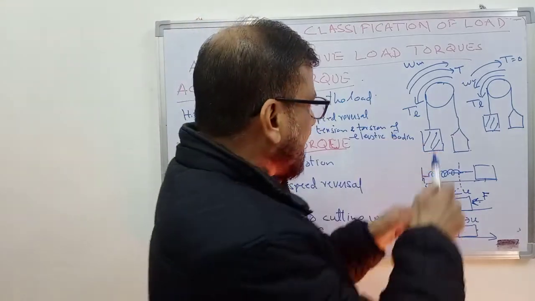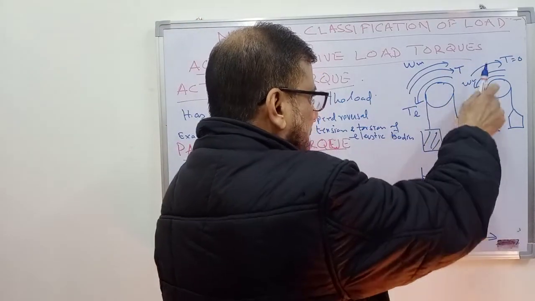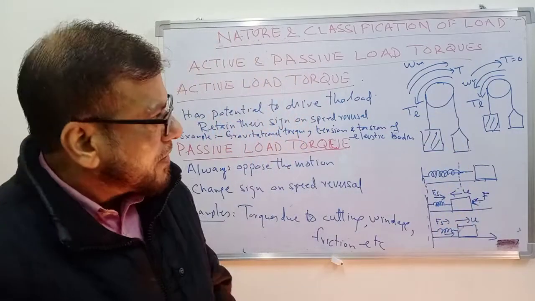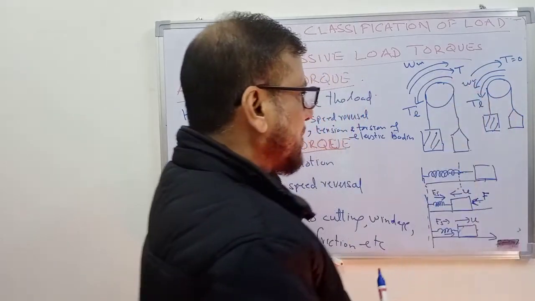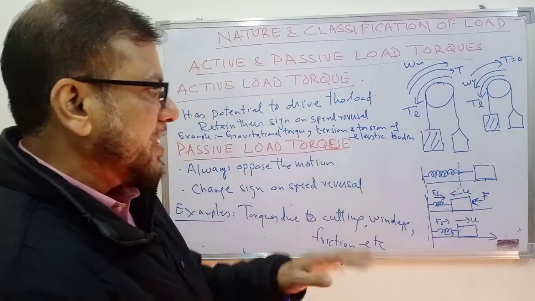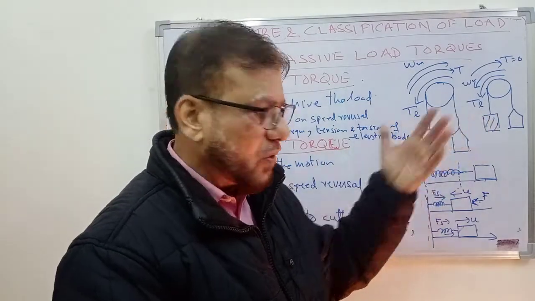So in the first case, speed was clockwise and the load torque was anti-clockwise, but here speed has reversed while the load torque is in the same direction. It doesn't change its sign. So such a torque is known as active load torque.